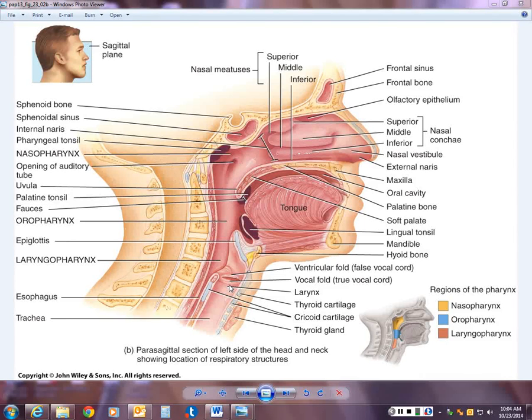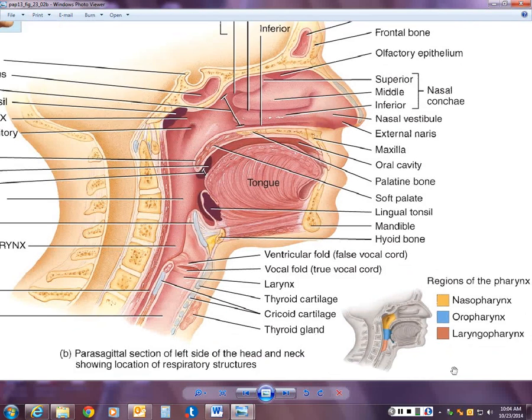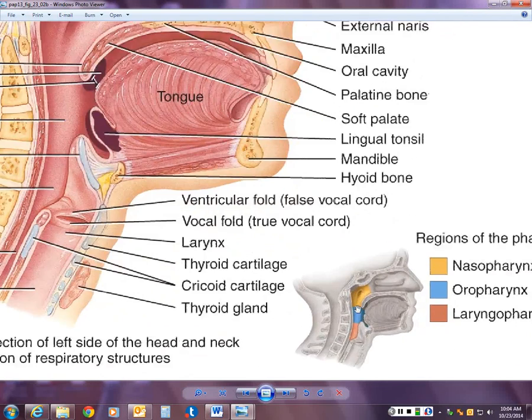The pharynx is a funnel-like tube that basically serves as a passageway for both food and also ingested material, as well as air. So if we take a look at the pharynx here, you can see by funnel-like we mean it's wider at the top and it narrows as you move inferiorly.